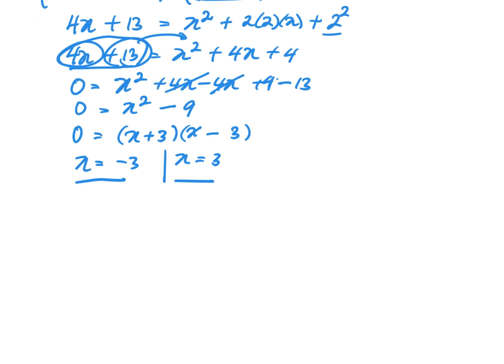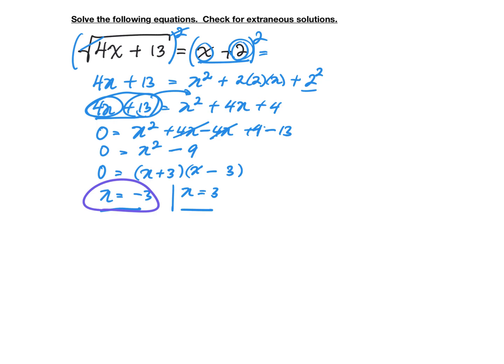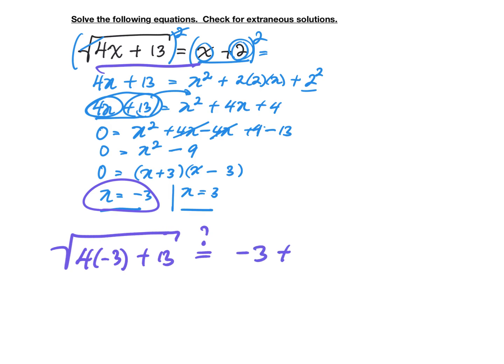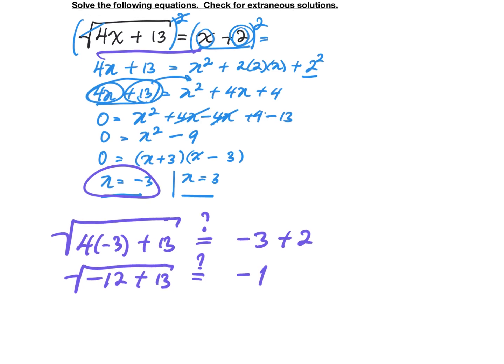Okay, let's go for this. So our original equation is this one: is the square root of 4 times negative 3 plus 13 equal to negative 3 plus 2? This is going to give you negative 12 plus 13, and negative 3 plus 2 is going to give you negative 1.